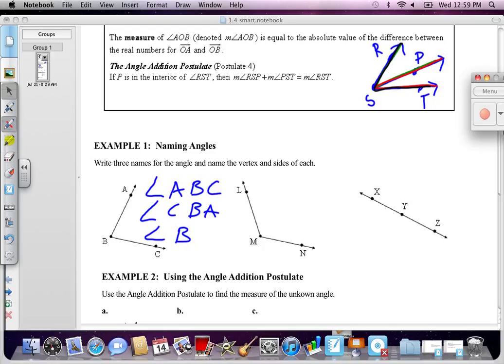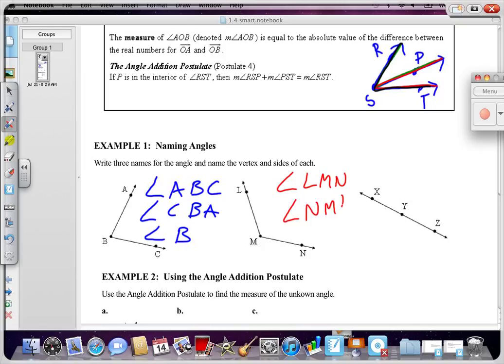So the next one: angle LMN, angle NML, or angle M. What's important about this is that the vertex stays in the middle. Okay, so for the last one: angle XYZ, angle ZYX, or angle Y.